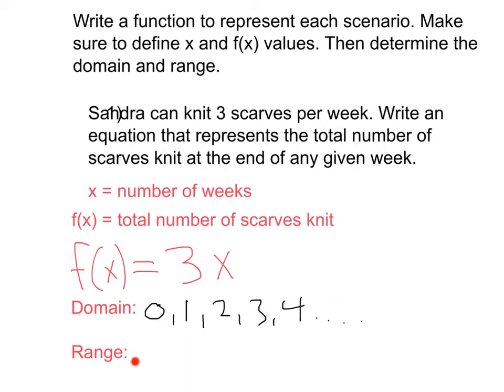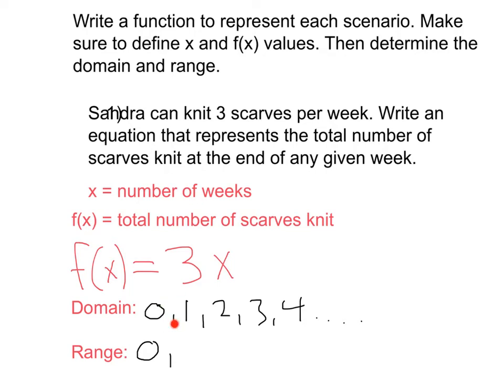All right, let's look at our range. Well, again, could she make -7 scarves? Okay, that doesn't make any sense, right? So any negative values are not included in our range. How about 0? If we have 0 weeks, that means she's made 3 times 0 or 0 scarves. So that makes sense. We can have a y value or an f of x value of 0.